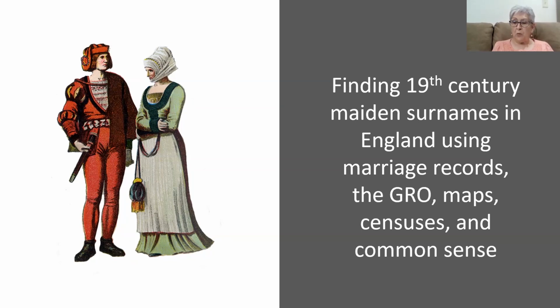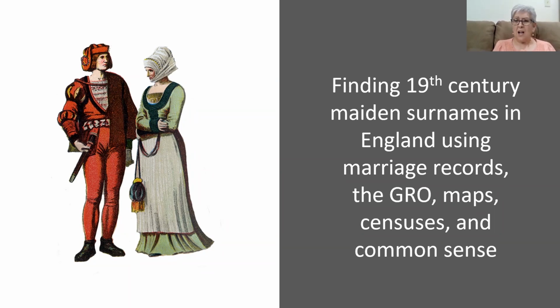I'll start with the general principles, and then I'm going to look at a problem family and walk you through how I untangle it step by step. First of all, I'm assuming that most of you have done some kind of genealogy before on FamilySearch, and some family history research, especially in England. As you can see, my subtitle here is Finding 19th Century Maiden Names in England Using Marriage Records, the GRO, maps, censuses, and just plain common sense.